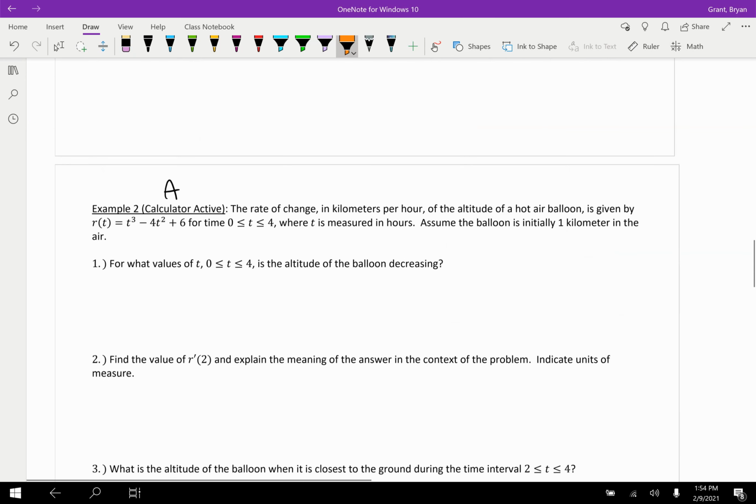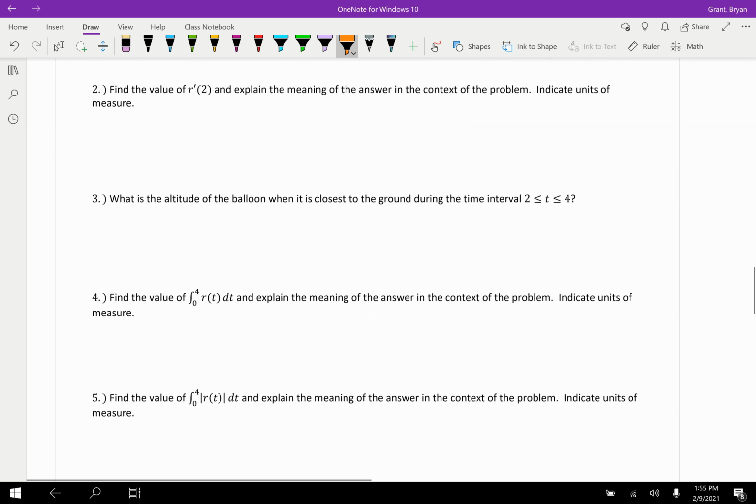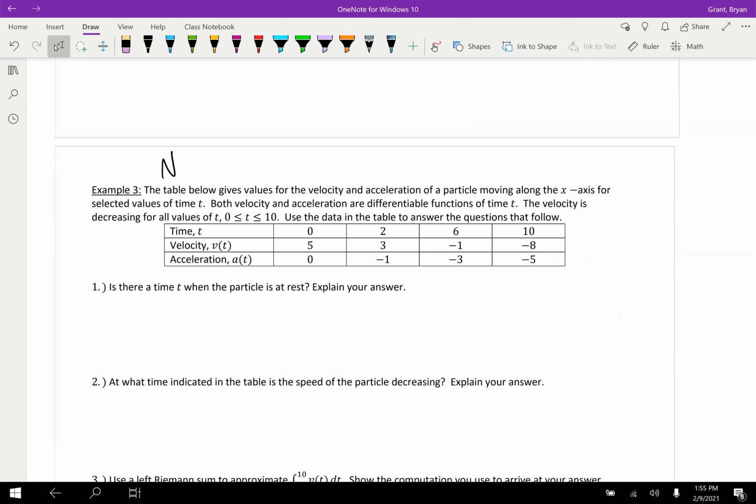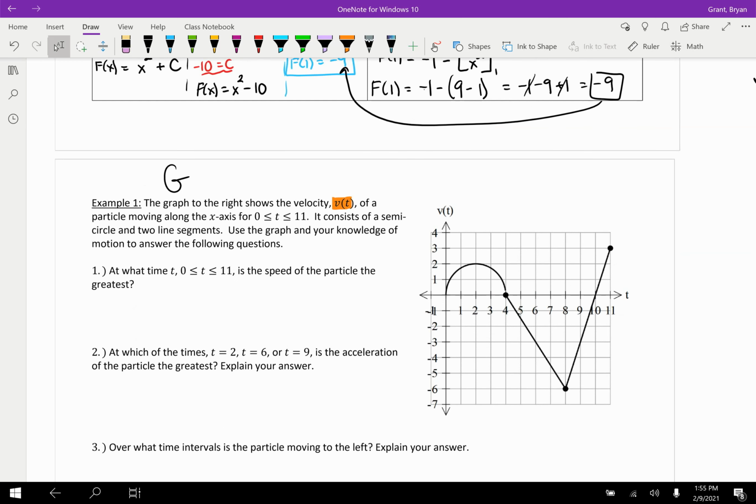All of them are going to give you our velocity equation, right? Given a graph of v of t, given an equation, they say rate of change, r of t, it's like a v of t equation, and given a table, and this table gives us both v of t and a of t. Now, why do you suppose all of these give us v of t, or the velocity?